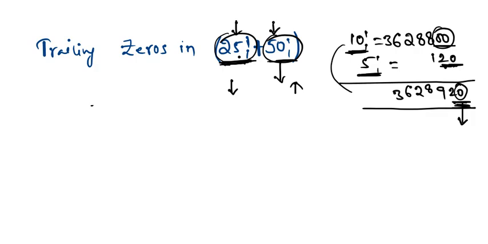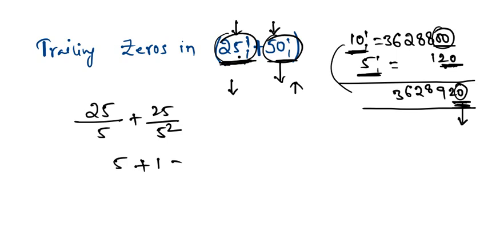So find out the lesser value, 25 factorial: 25 by 5 plus 25 by 5 square. 25 by 5 equal to 5 times. 25 by 25 equal to 1 time. So the number of trailing zeros will be equal to 5 plus 1 equal to 6 zeros. No need to check 50 factorial. We need to take only the lesser value. Okay.